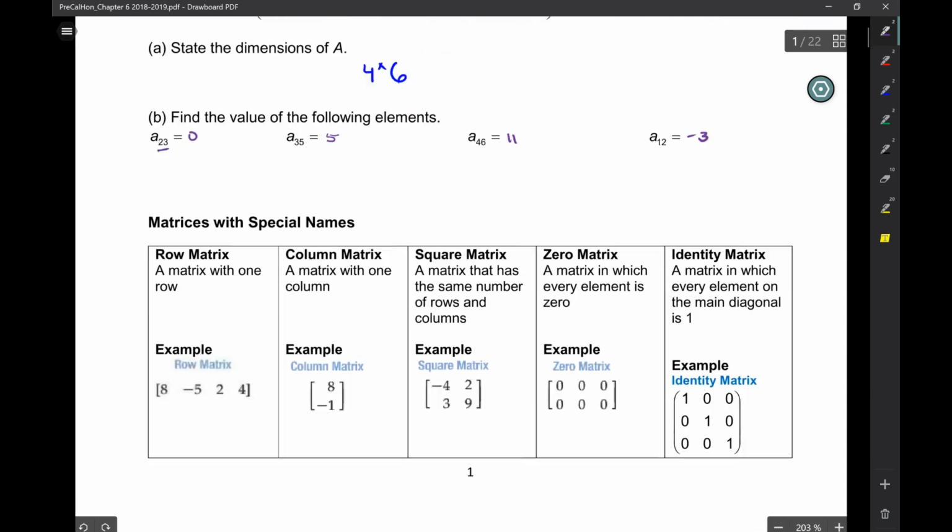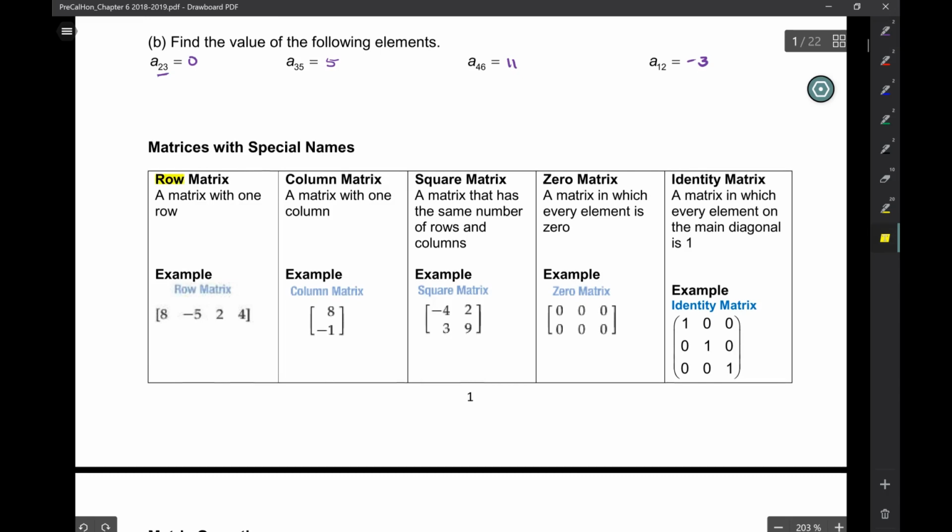Matrices with special names. A row matrix is a matrix with one row, right here. So the dimensions here are 1 by 4. A column matrix is a matrix with one column. What are the dimensions of this one? 2 by 1. A square matrix has the same number of rows as columns. So this is a 2 by 2. It could be a 3 by 3, it could be an 8 by 8, it could be an n by n. A zero matrix is a matrix in which every element is 0.